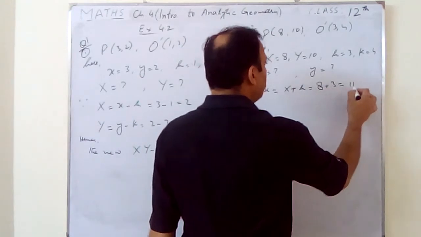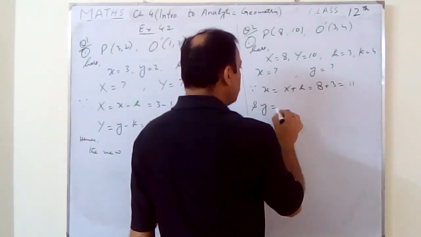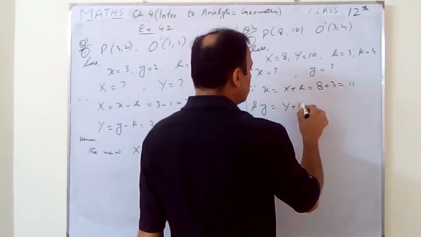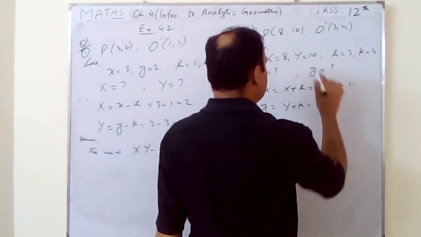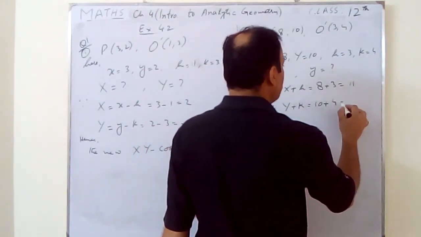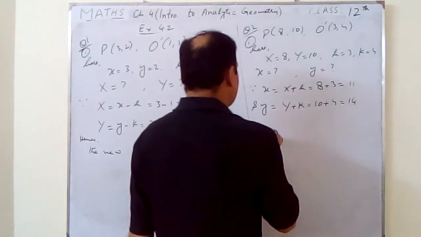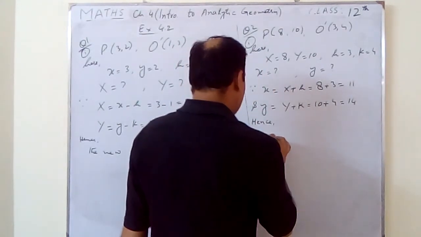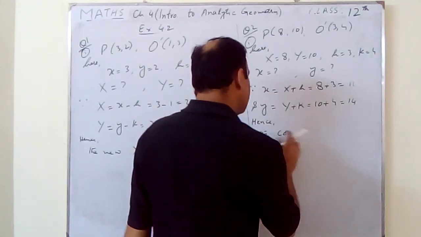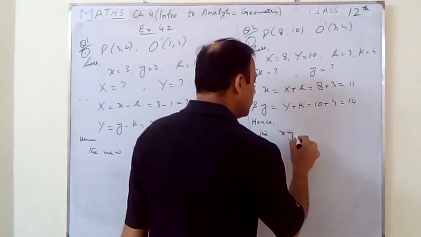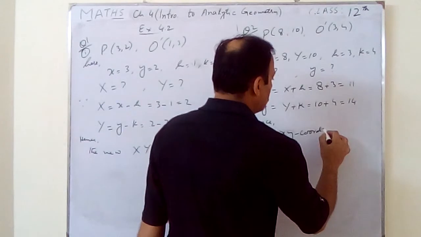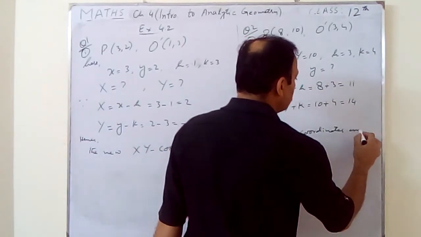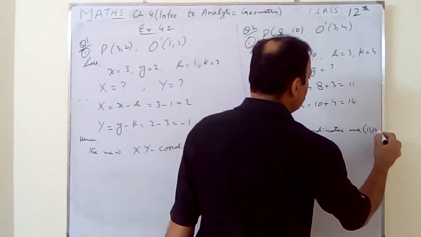Plus 3, that is 11, and y is 10 plus 4, that is 14. Hence the coordinates small xy are 11 and 14.